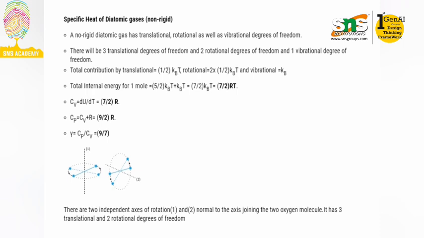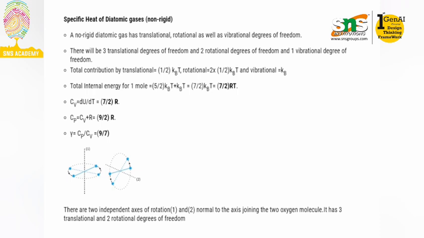So Cv, that is specific heat at constant volume, will be dU/dT, that is equal to 7/2 R. At constant pressure, Cp = Cv + R, that is equal to 9/2 R, and gamma = Cp/Cv = 9/7. Okay, so there are 2 independent axes of rotation, that is 1 and 2, normal to the axis joining the 2 oxygen atoms, and it is also having 3 translational and 2 rotational degrees of freedom.